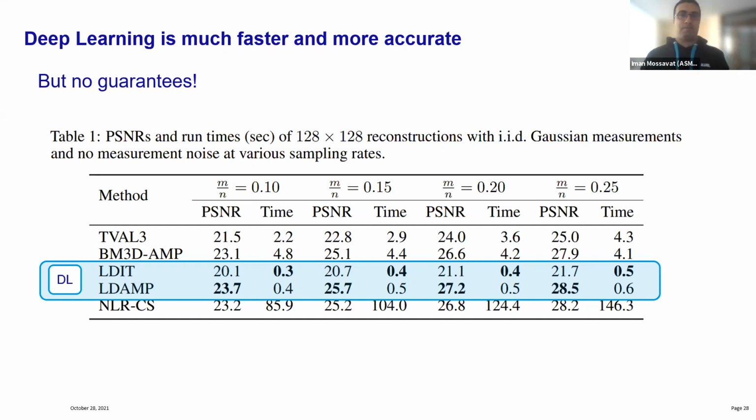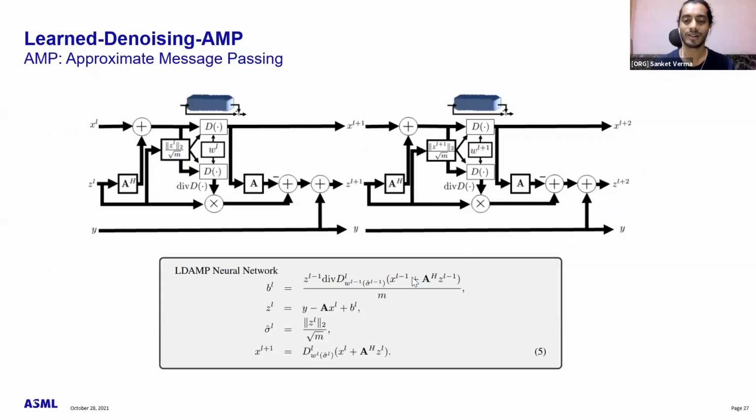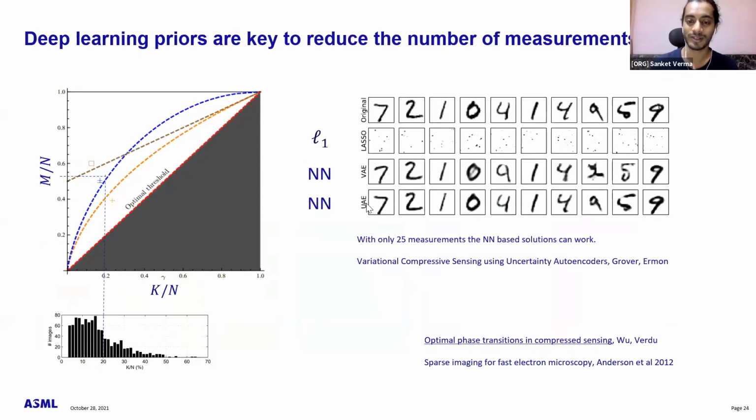Thank you, Iman. We have a question from Simona. They're asking, could you please give an intuition of what an uncertainty autoencoder is? Yeah, so the UAE. Yes, UAE is very much similar to VAE.